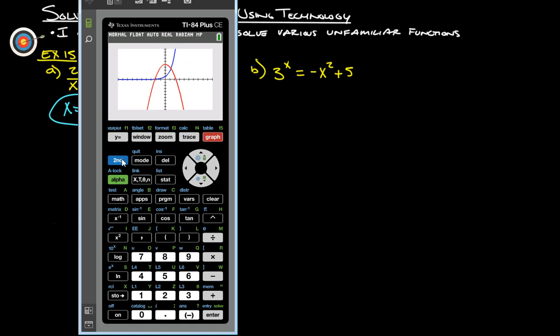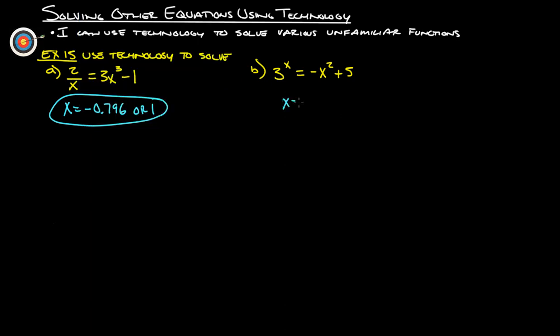So we're going to just do the same thing as we did before. Second trace, which is calculate, and we are going to look for the intersection. Okay, first curve. This is kind of right in between those two, so I'm going to move it over to the left a little bit so I know I'm getting this first intersection. Enter for the first curve, enter for the red one, give it a guess, sure, and it's going to calculate our x value, negative 2.22 it looks like.